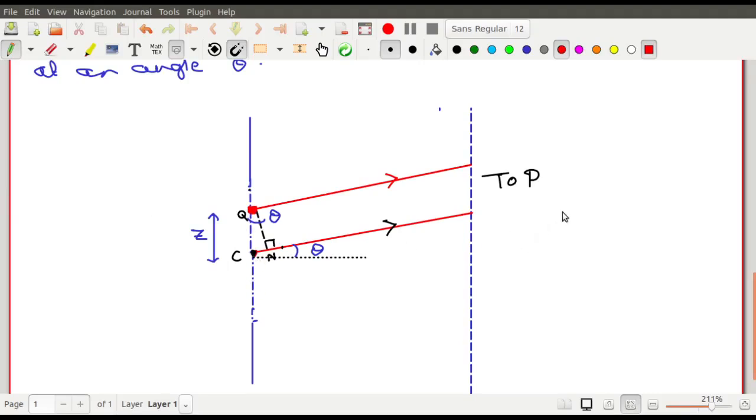But from here you understand from the diagrammatic approach that the sin theta comes out to be cn by cq.